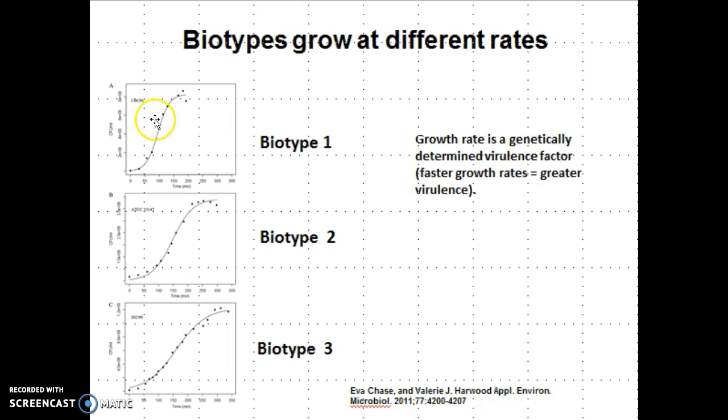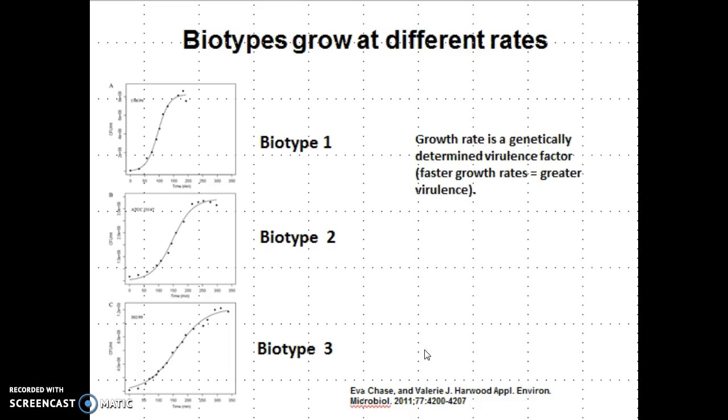And what I want you to note is that this curve is steepest for biotype 1, steeper than for biotype 2 or biotype 3. So if we were to rank the isolates studied and shown here, we would say that the growth rate is fastest for biotype 1, next biotype 2, and lastly biotype 3. Now one of the things that modern molecular microbiological studies are showing us is that growth rate is genetically determined. And we also know from medical microbiology that growth rate is an important virulence factor.